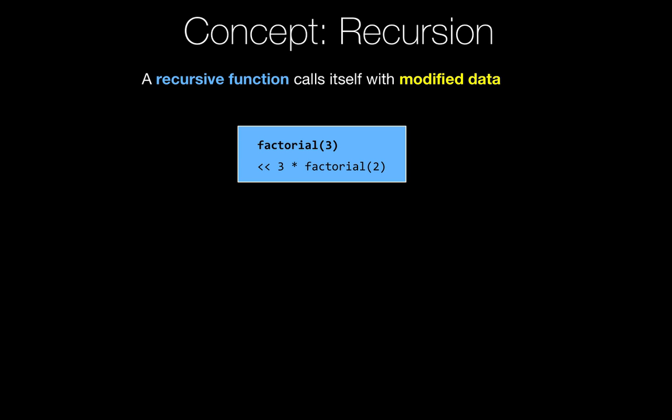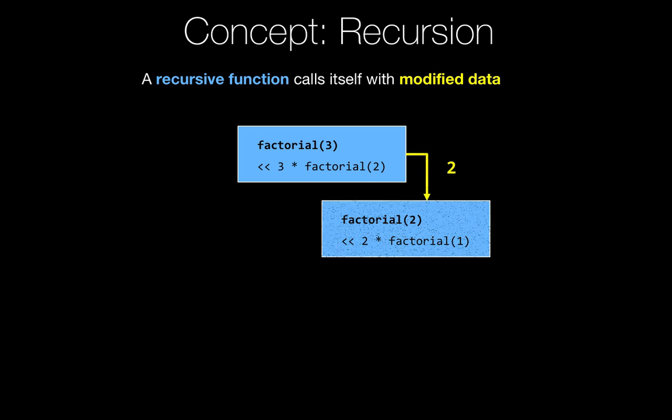Here we're going to take factorial of 3. That's going to return 3 times whatever the factorial of 2 is. And when we call factorial of 2, we actually are back in the same function, but now with entirely different data. So now we're going to say, well, factorial of 2 is going to be defined to be 2 times factorial of 1, and we're going to pass 1 down.